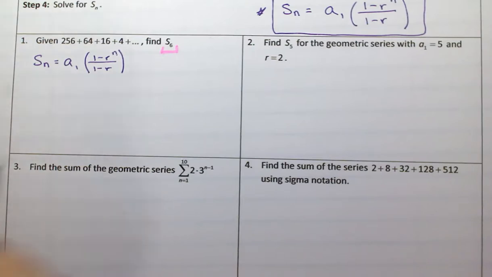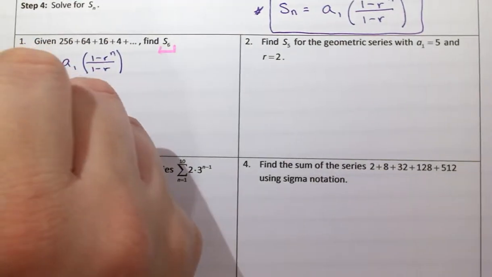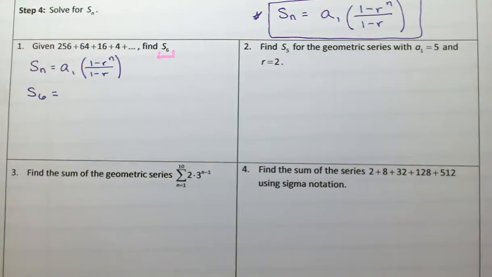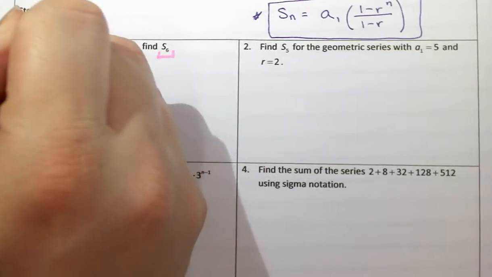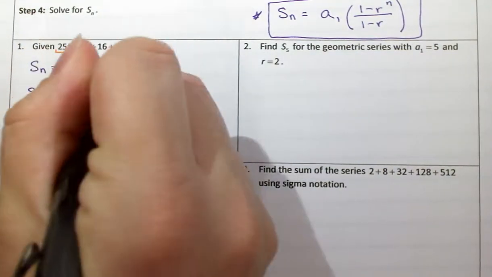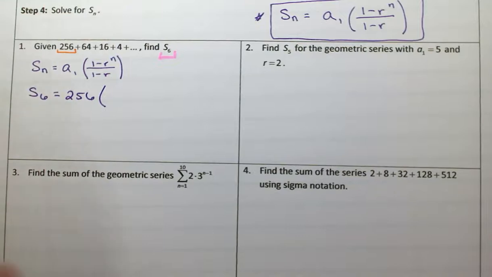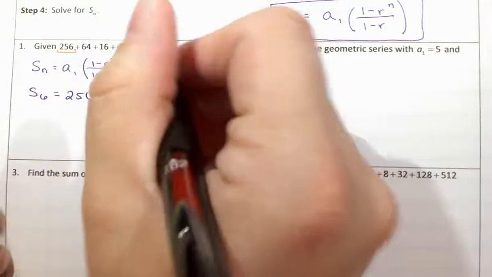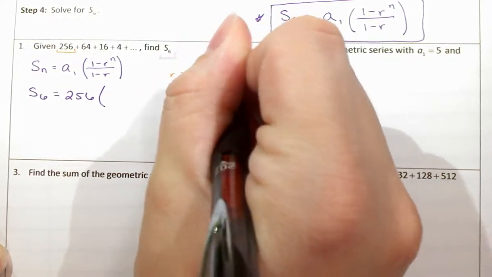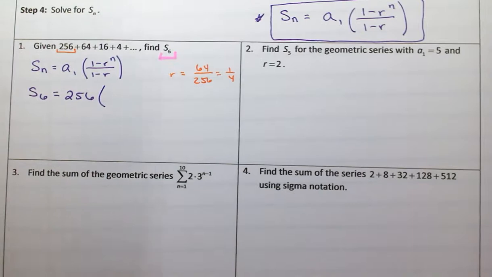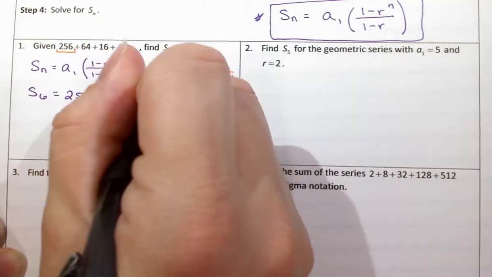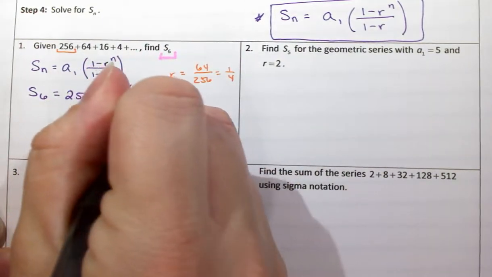Okay? So if we're looking for the 6th term, so S sub 6, well, we can clearly see that the first term is 256. So this guy right here is my first term. So 256. Now I do need to find my r. So to go from 256 to 64, in case you've forgotten, you can simply divide the second by the first, but you should see that it's 1/4. Okay, it's dividing by 4, so it's going to be 1/4. So we're going to have 1 minus 1/4 to the 6th power over 1 minus 1/4.